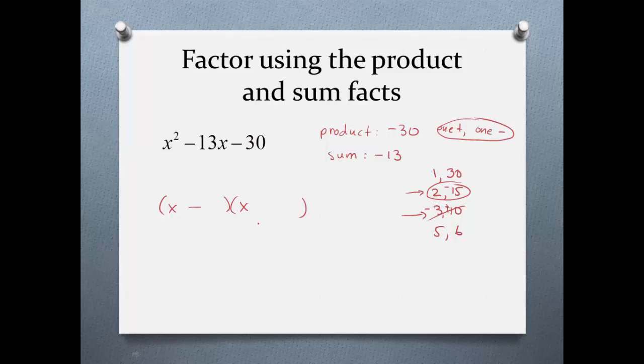I'll have an x plus 2 times an x minus 15. And again, if I wanted to fill in the intermediate step here with the 4 terms, I'd have x squared plus 2x minus 15x minus 30, and these two would combine back to give you that negative 13x. So that's how you check. And so x plus 2 times x minus 15 is the factored form.